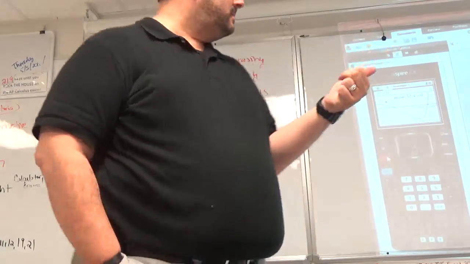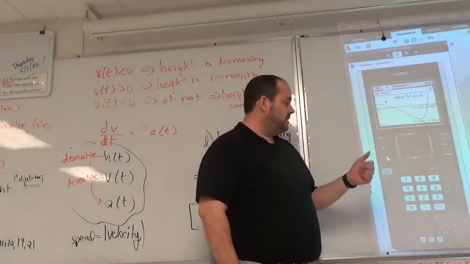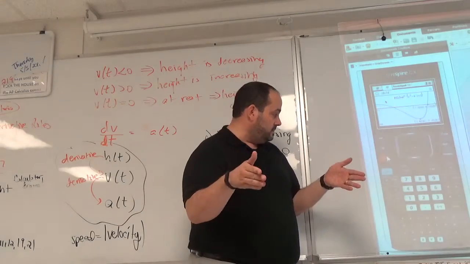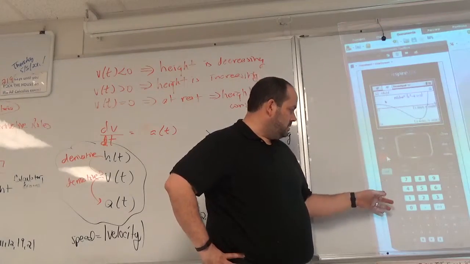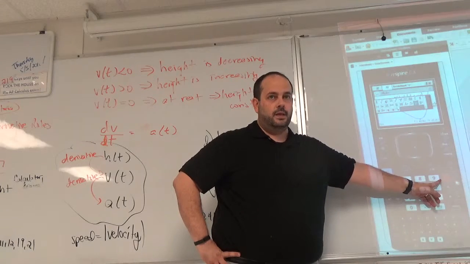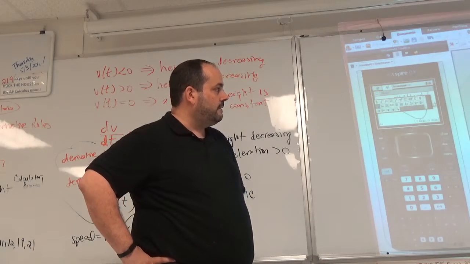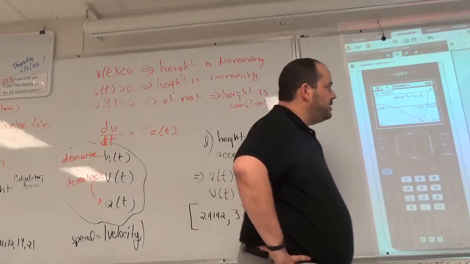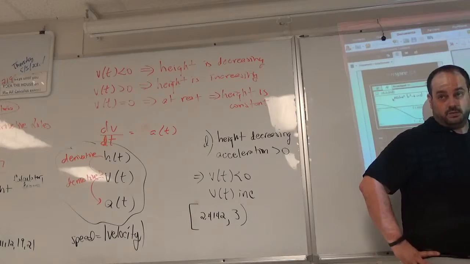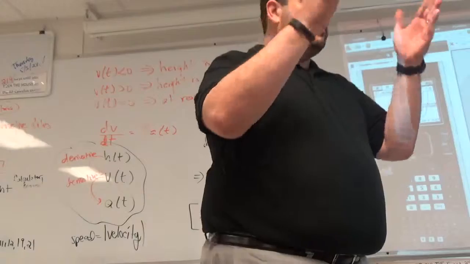Good. Any good guess? It's in the template. Go to the templates button. Okay, absolute value. So what are we taking the absolute value of? We're taking the absolute value of F1 of x. F1 parentheses x.